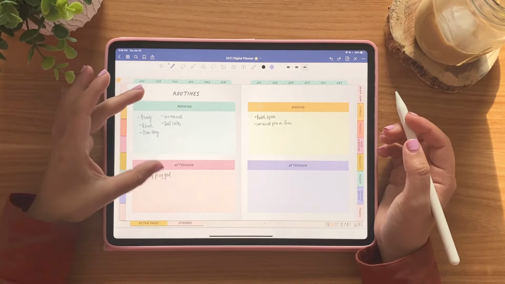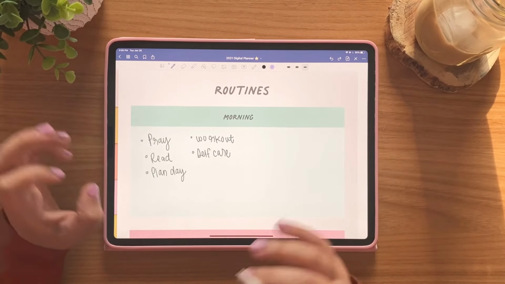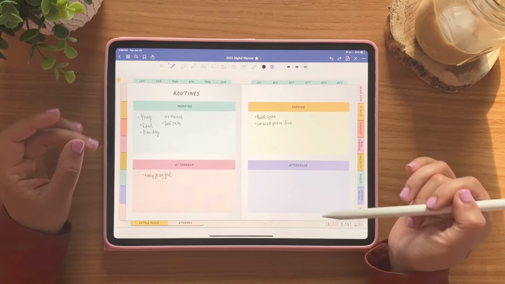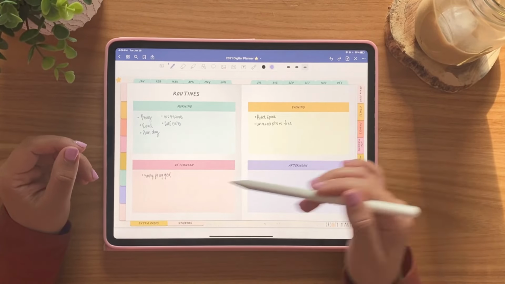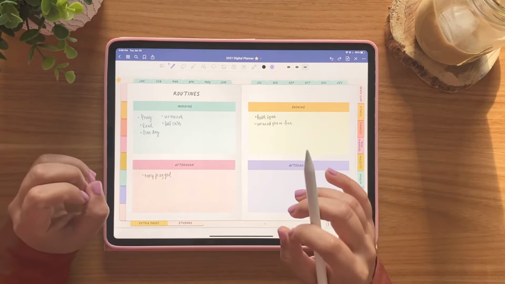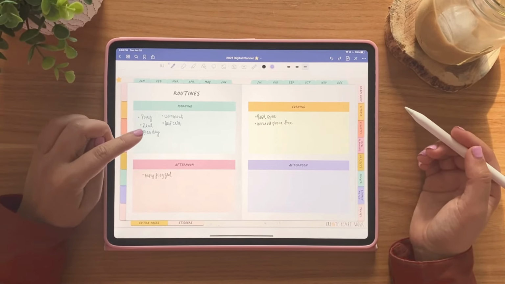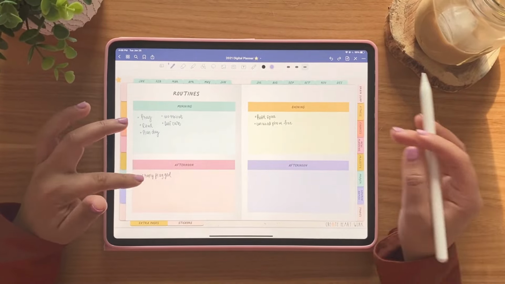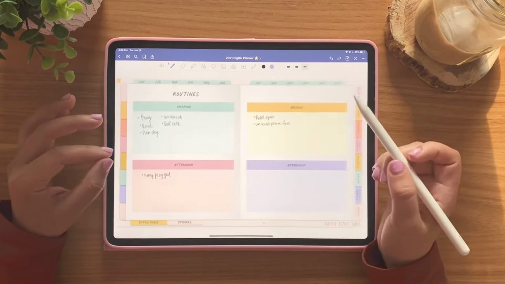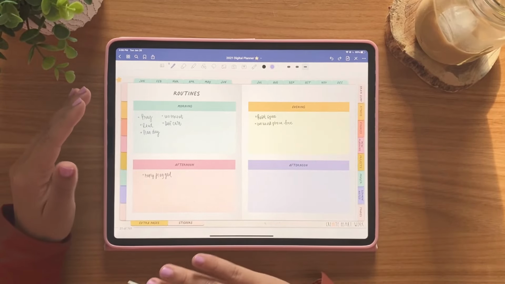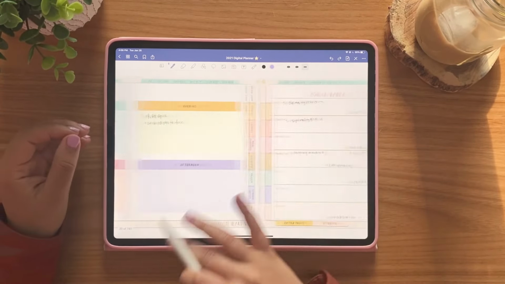So these are things that happen every single day, every single morning, every single afternoon, evening. And I left this one afternoon too, just because I wanted to create a longer routine for my afternoon for work, but we'll talk about that later. So I wrote pray, read, plan day, workout, self-care. In the afternoon, reply my flagged messages, reset space, and unwind phone free. So kind of your routines of every day, it's good to have them at a glance.